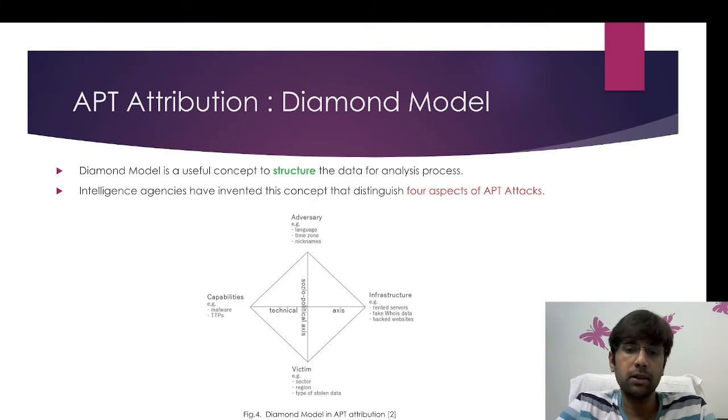The second pillar is the victim pillar. The victim pillar mainly depends on political, socio-political analysis. Security firms will see what sector these APT groups are targeting, what the region is, and what type of data they have stolen. To get a better picture of this pillar, I will illustrate an example. Recently, Chinese APT groups have been targeting various countries to steal cancer-related health data.